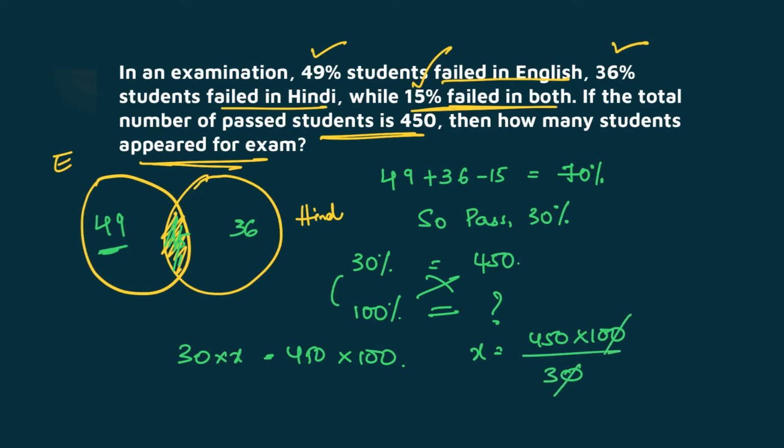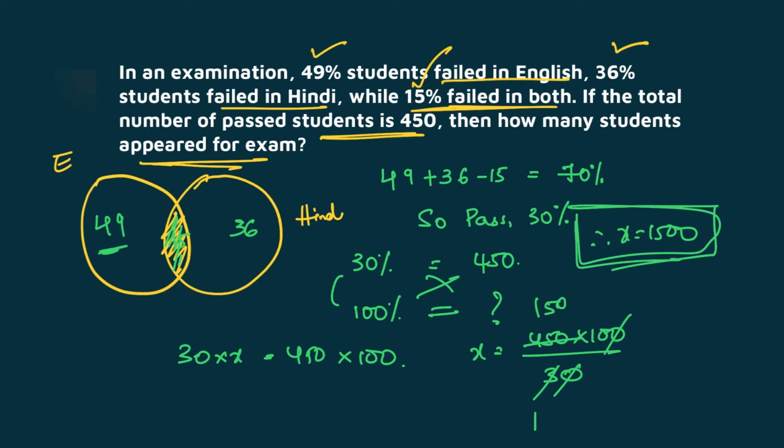Zeros get cancelled. 3 ones are 3, 3 fives are 15 and 0. So x is equal to 1500. So 1500 students in total attempted the examination.